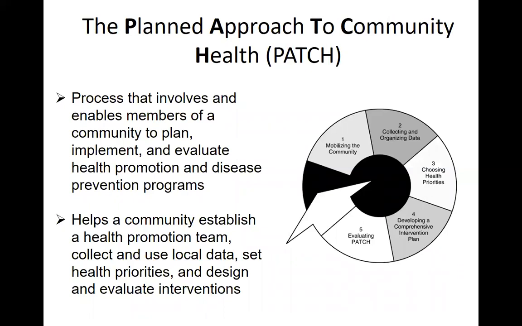The last slide here shows a model called the PATCH model, or the Planned Approach to Community Health, a way of approaching community organizing and building. This process enables members of a community to plan, implement, and evaluate health promotion and disease prevention programs. It's a model from CDC and starts with mobilizing the community. It's a little bit like MAP-IT too. Remember MAP-IT from Healthy People 2020 also started with mobilizing. Then you go to collecting and organizing, to choosing those priorities or where you're going to set those goals and objectives, developing that plan, and evaluating that plan.